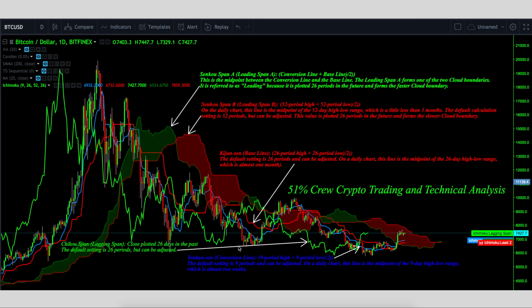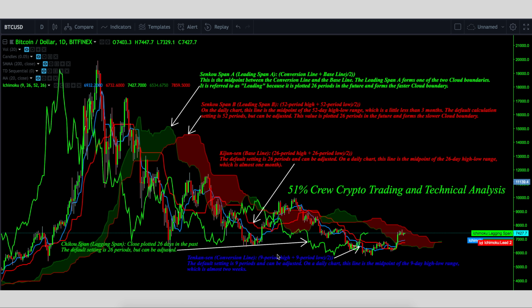Okay, so now we're going to go into the last line left, which is the blue line, and this is the conversion line. This is a 9-period high and a 9-period low divided by 2. So this is basically a 9-day moving average split in the middle, and it basically rides along with the price because it's the shortest period. So it's going to be the closest one to price action generally.